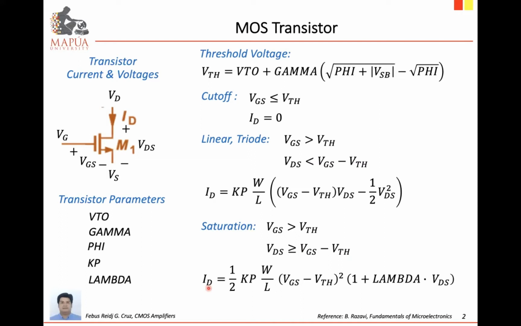So saturation current ID equals 1/2 Kp W over L multiplied by VGS minus VTH squared, multiplied by the quantity of 1 plus the channel length modulation parameter lambda multiplied by the drain-source voltage. Again, VGS minus VTH is the VDS at the saturation point. And for the amplifier application, we want the MOS transistor to be operated in the saturation condition.